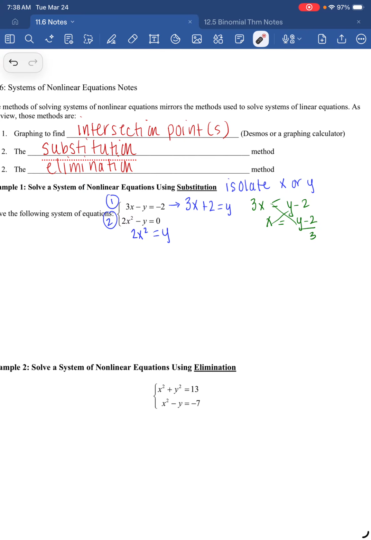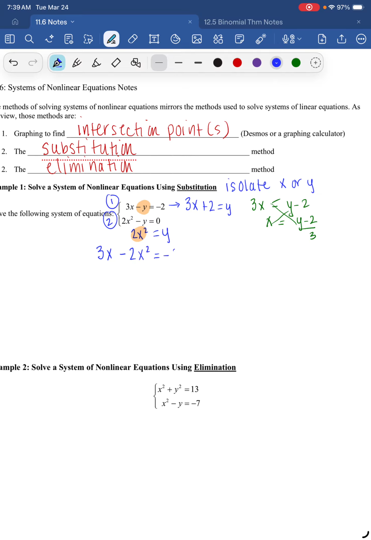It doesn't matter which way you do it. I would not use the option of isolating x because it involves a fraction, and who wants to substitute using fractions? So I think I'm going to use my second method, and I'm going to say that y is 2x squared. And so in the first equation, I'm going to take y out, and I'm going to put 2x squared in. So now I'm going to say 3x minus y, which is now 2x squared, is going to equal negative 2. And now this is a quadratic.